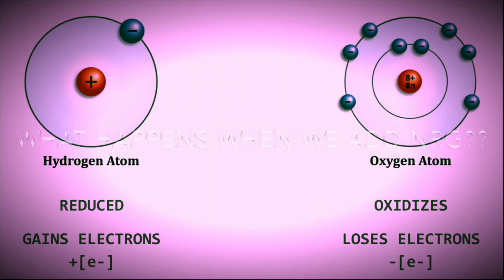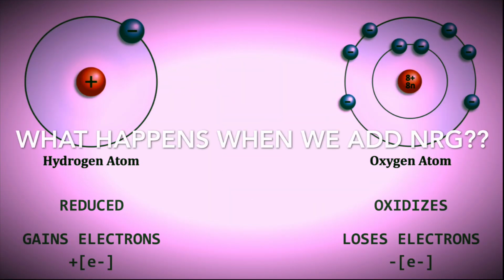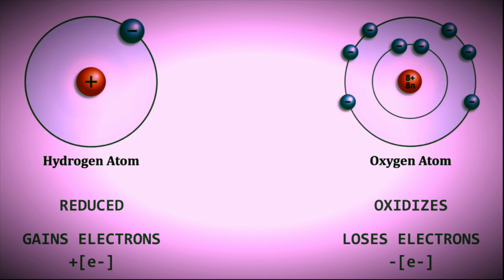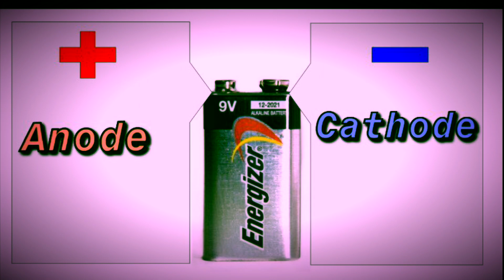A hydrogen atom, when we reduce it, is going to gain electrons. When we have our oxygen oxidizing, it's actually going to lose an electron. So hydrogen is going to gain electrons, right? Positive attracts negative. And oxygen is going to try to push away electrons, right? So that negative is going to push away the also negative subatomic particle.